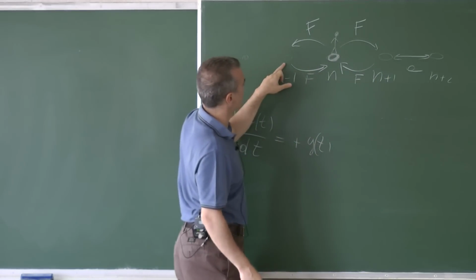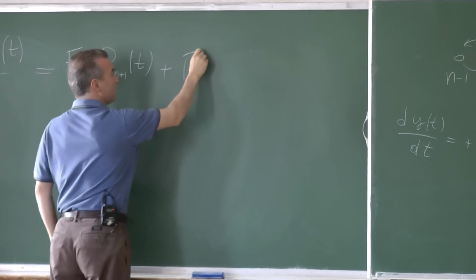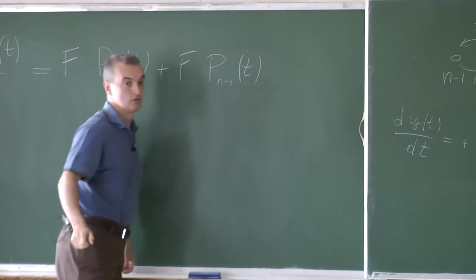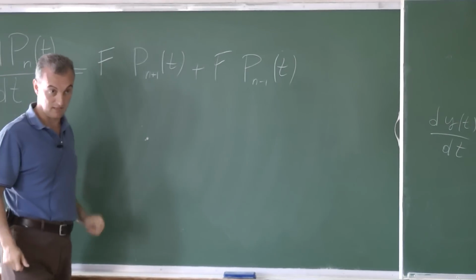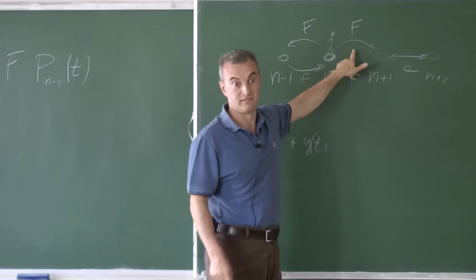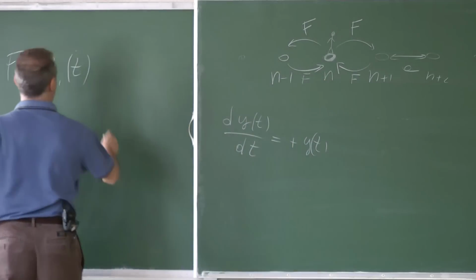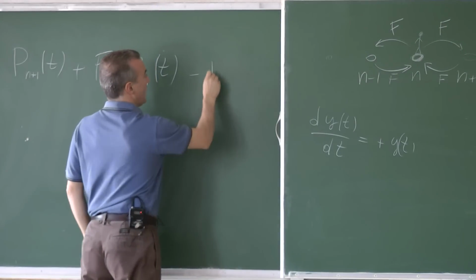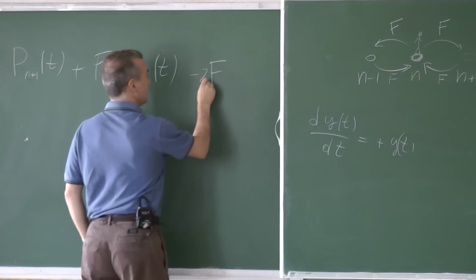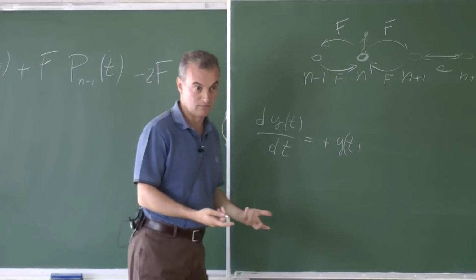But you can also see that there is also the input from n minus 1. So what would you expect to have here? Plus f Pn minus 1. Very good, Pn minus 1 of t. So that makes Pn increase over time. And what about these two arrows? Then you have a minus, because this is going out of site n. So there will be a minus f, but notice that f is out, and there is another f here, so you had better have 2f. And then you need to be at site n for that to happen, so you multiply by Pn of t.